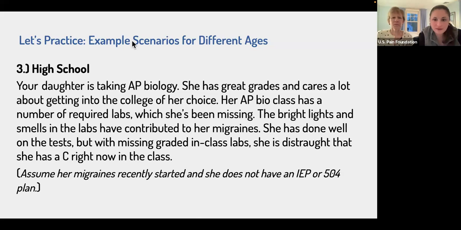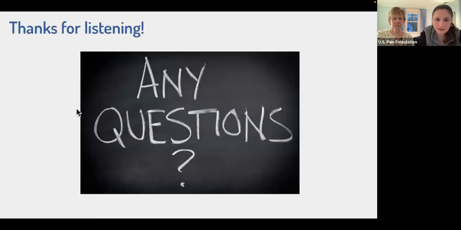All right. So this third scenario is for a high schooler. Your daughter is taking AP biology. She has great grades and cares a lot about getting into the college of her choice. Her AP bio class has a number of required labs, which she's been missing. The bright lights and smells in the lab have contributed to her migraines. She's done well on the tests, but with missing graded in-class labs, she's distraught that she has a C right now in the class. For this scenario, we're assuming she doesn't have a 504 or an IEP, which would be a legally binding document giving your child accommodations for the class. Perhaps her migraines are more of a recent thing. So I will skip back to the first step.